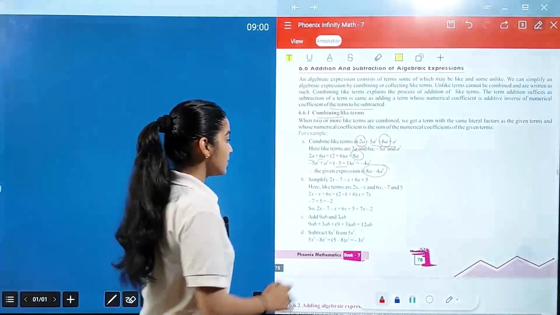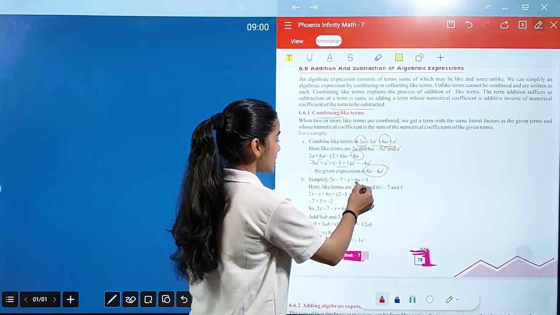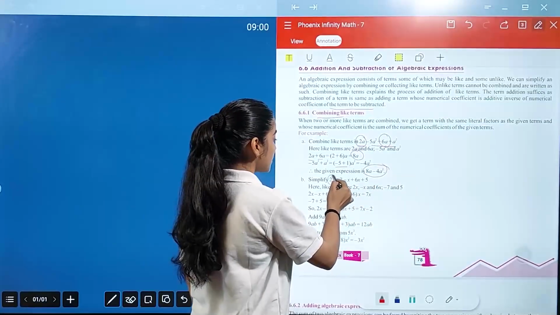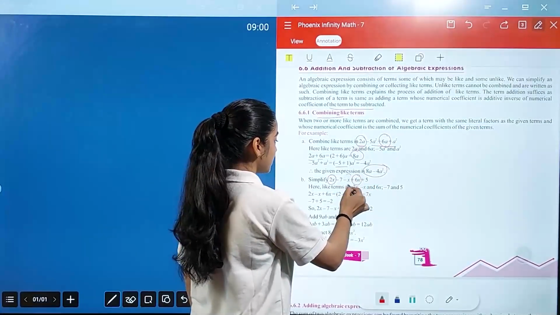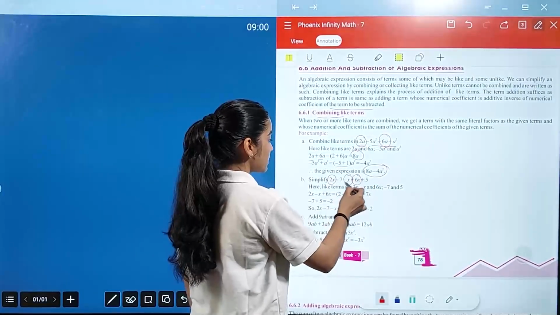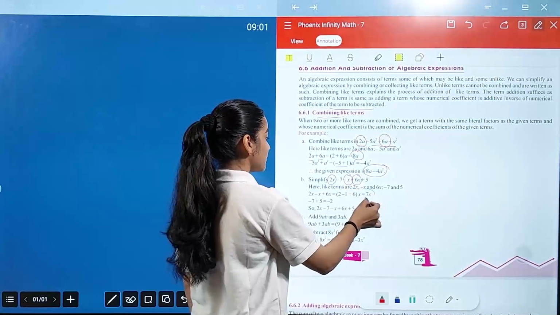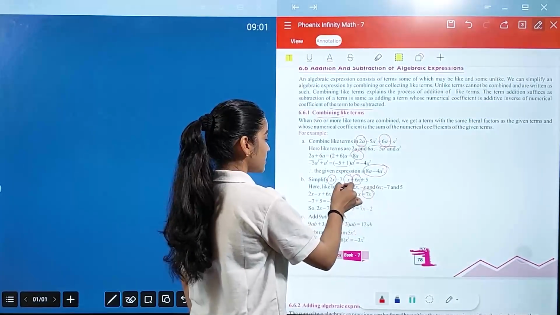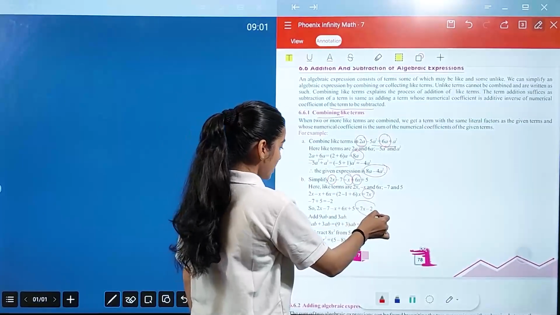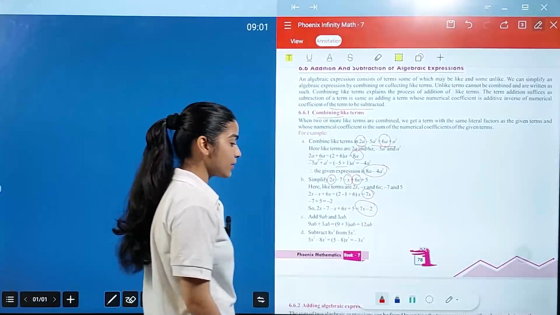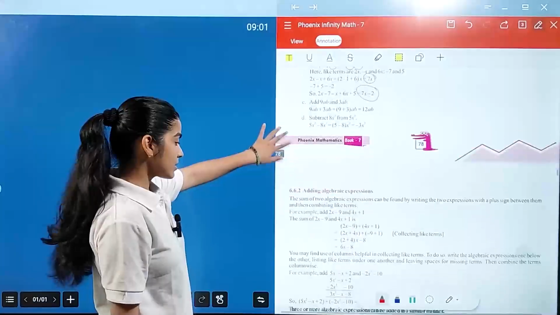Okay. Now simplify 2x minus 7 minus x plus 6x plus 5. In this case, we can operate with these two, and these also. 2x plus 6x is 8x. 8x minus x is 7x. 5 plus minus 7 is minus 2. So your answer is 7x minus 2. I hope, students, this is clear to you.